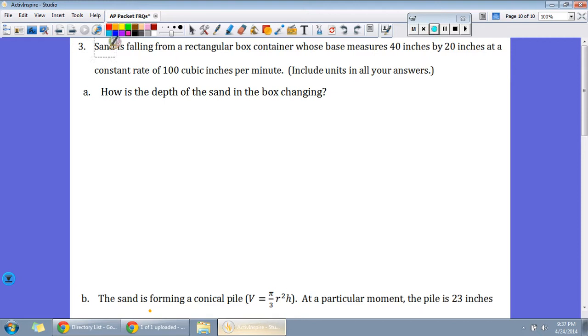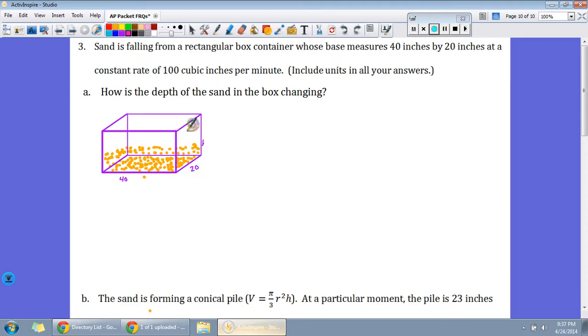Okay, and it's falling from a rectangular box, so I'm going to draw my rectangular box that is filled with sand, and the base measures 40 by 20 and has a height, and sand is falling out at 100 cubic inches per minute. How is the depth of the sand in the box changing?